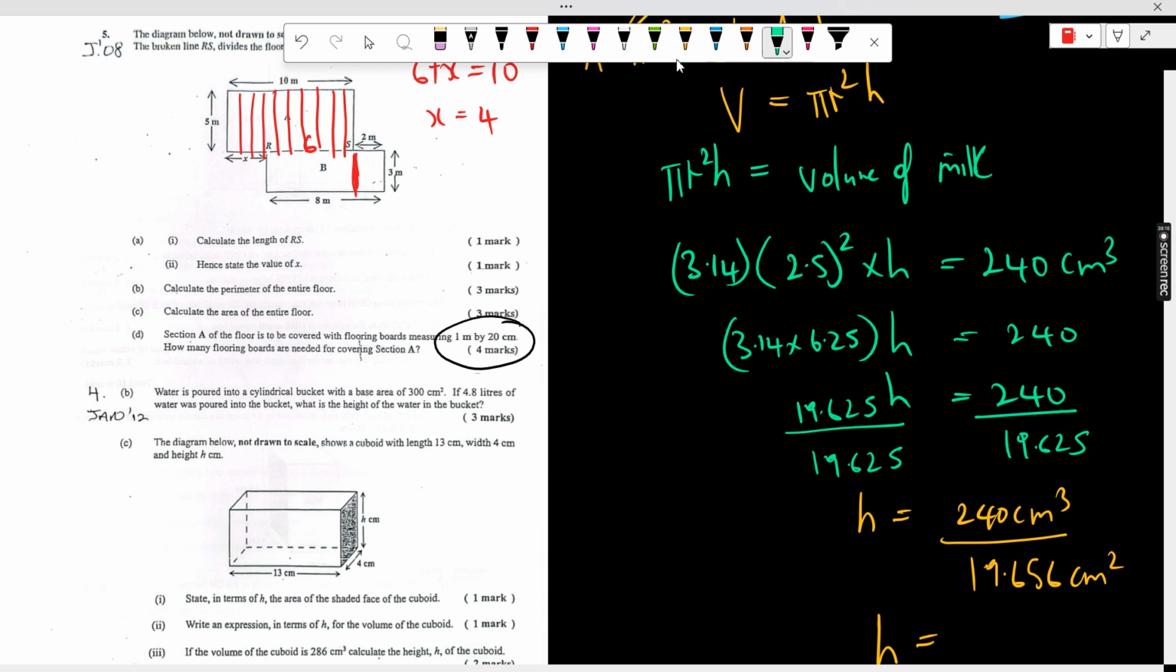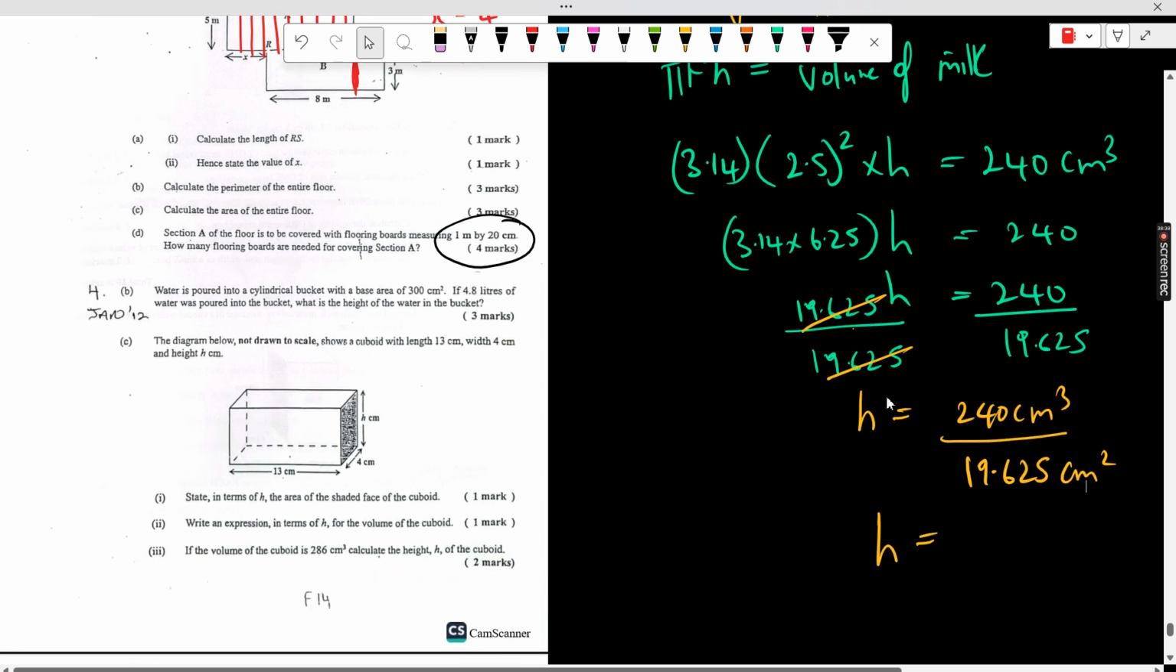19.625. Well, just as before, the ones on the left-hand side will cancel. So these cancel. So we're dividing now by 19.625 centimeters squared. All right, so what does that tell me? Renako, do this for me. You have a calculator? Well, you should. So divide 240 by 19.625 and tell me what you get.